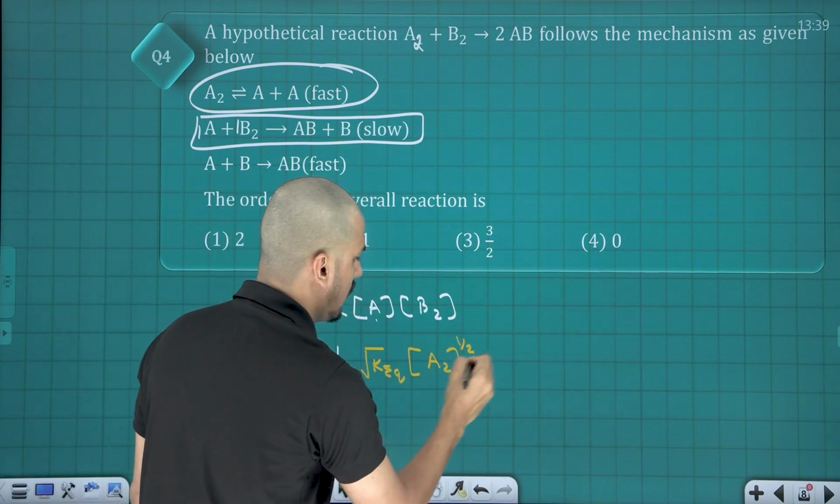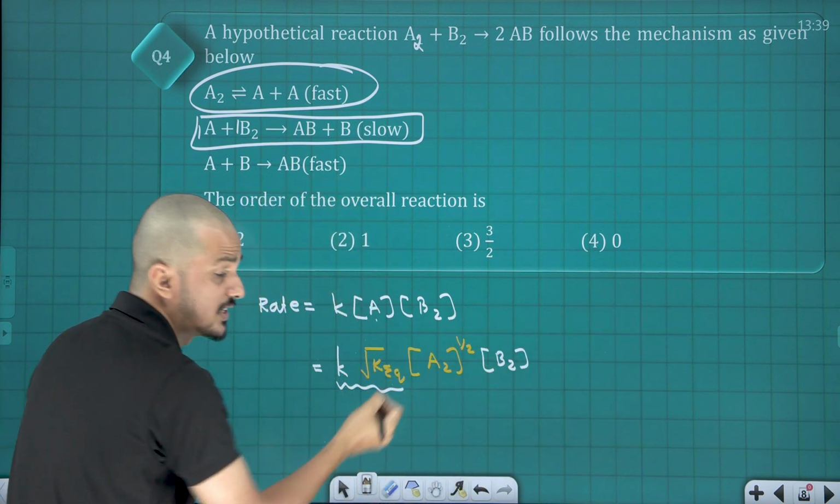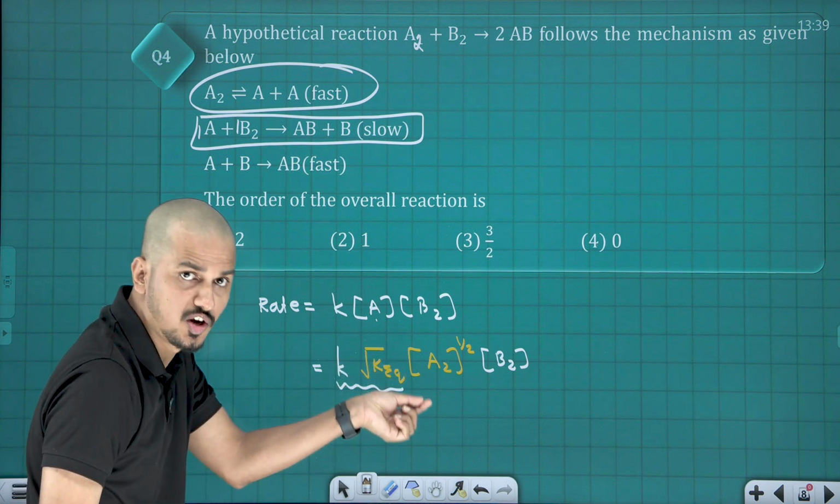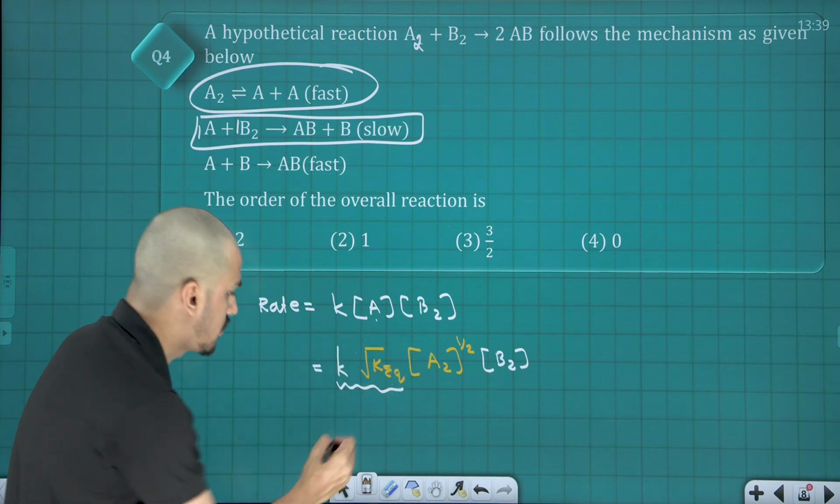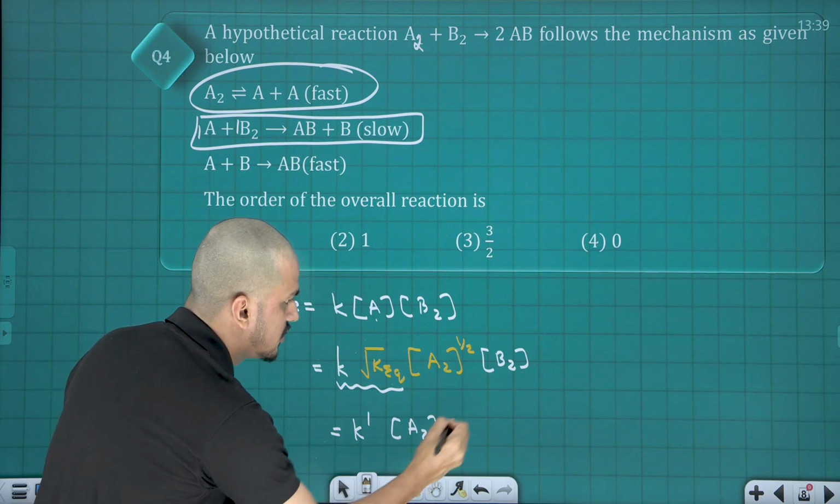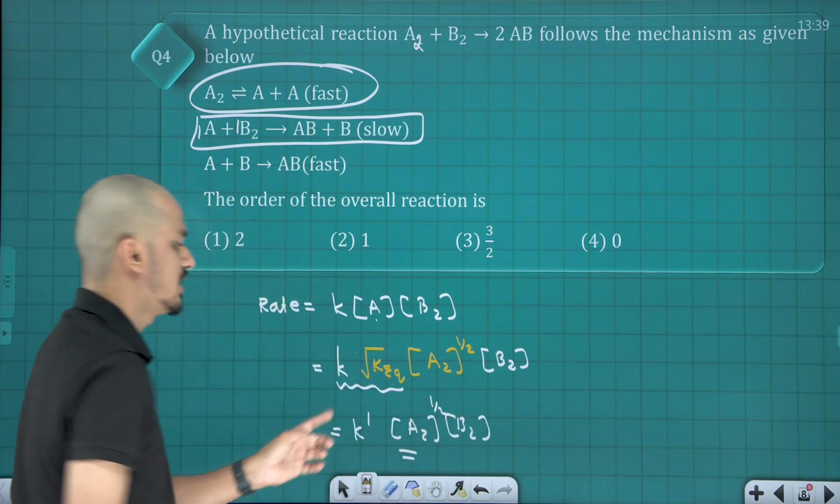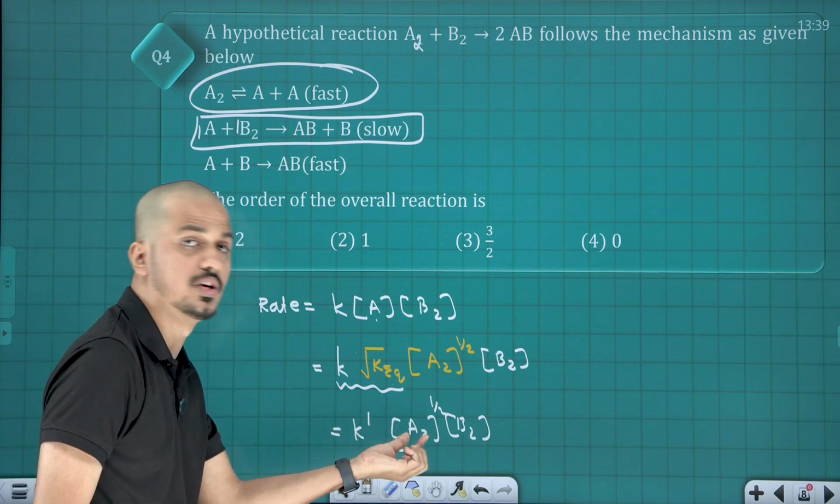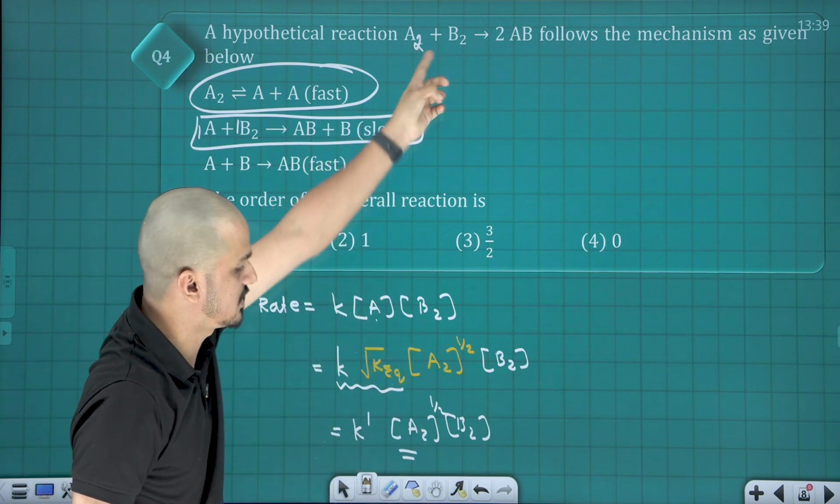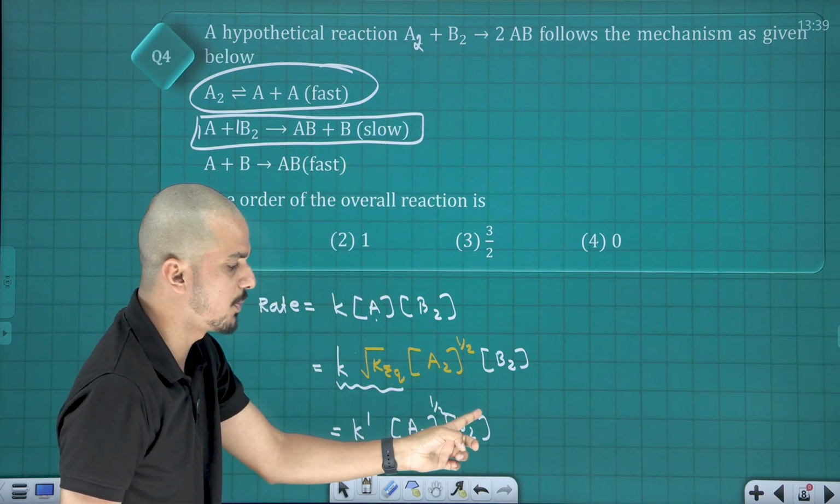Then already B2 is there. So you know this rate constant is a constant, root K equilibrium is a constant. Constant into constant, K dash into concentration of A2 raised to 1 by 2 into B2. So this is the rate law equation because A2 is there in your main reaction, B2 is there in your main reaction. So its power is half, its power is 1.